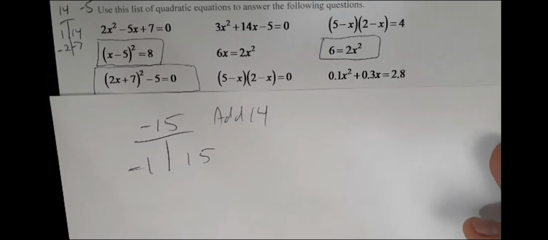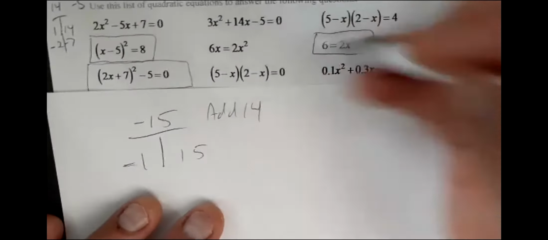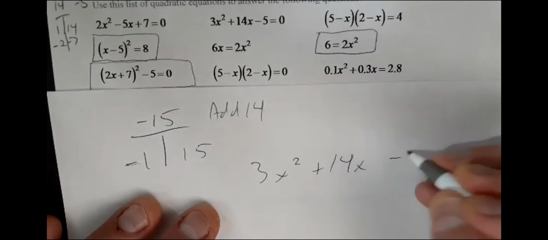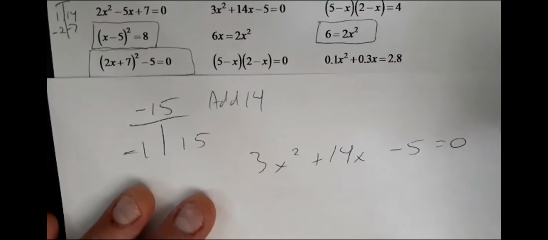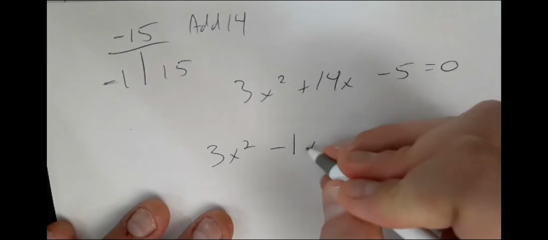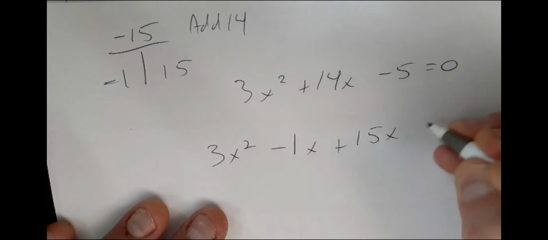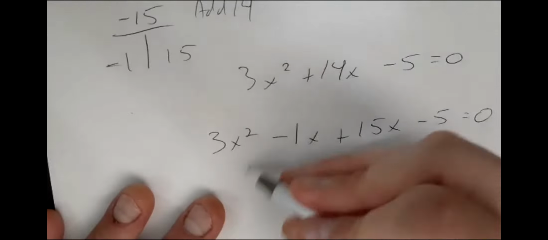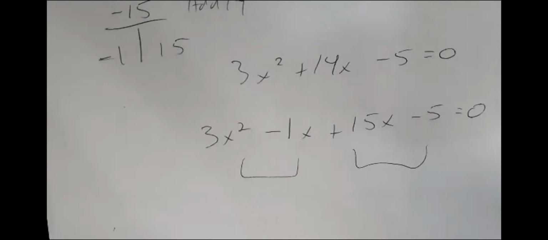We'll do it. So this is my 3x squared plus 14x minus 5 is equal to 0. So I want to break this thing apart into 3x squared minus 1x plus 15x minus 5 is equal to 0. So I'm grouping and factoring, doing the AC method on this guy.